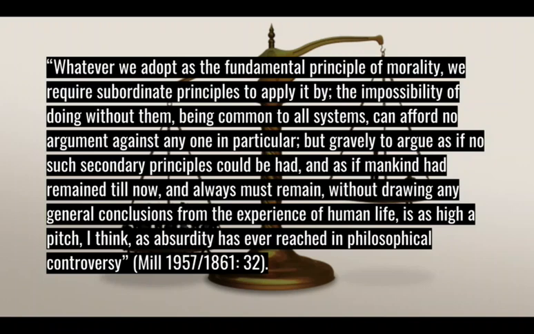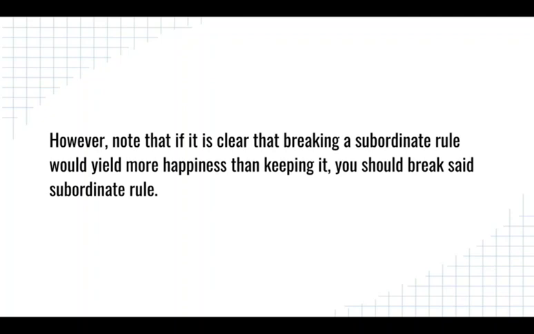So I know that Mill's 19th century English is kind of hard to understand, but the key phrase there is "as if mankind had remained until now and always must remain without drawing any general conclusions." Of course, we've learned some basic rules that tend to promote happiness, so follow them. That's a good idea. But, and this is important, note that if it is clear that breaking a subordinate rule would yield more happiness than keeping it, you should break subordinate rules. In those special cases where breaking one of these common sense morality rules would have more positive consequences, then in that case you should break that rule.